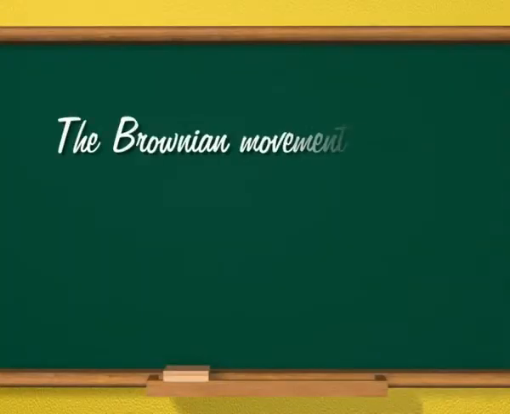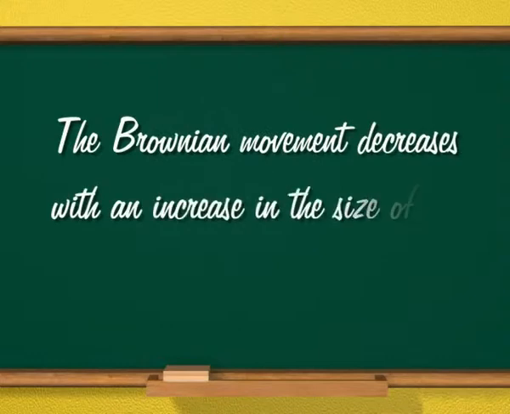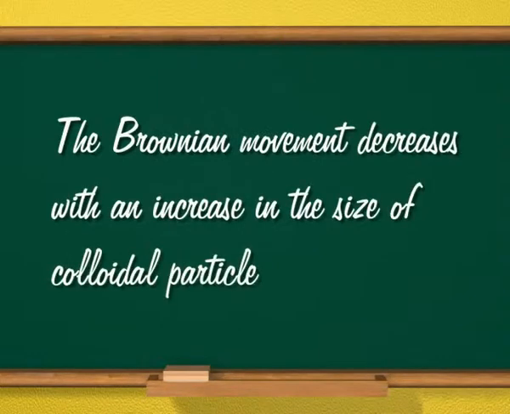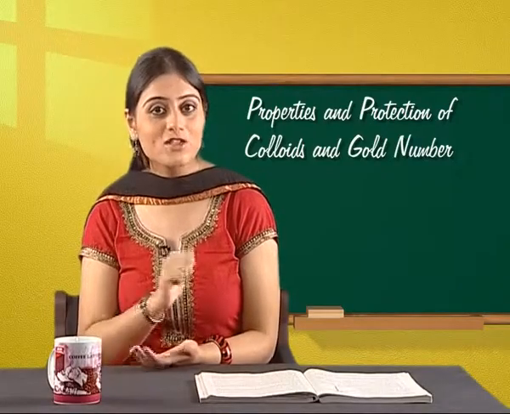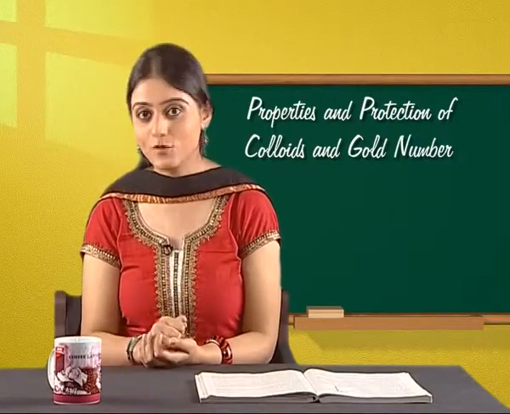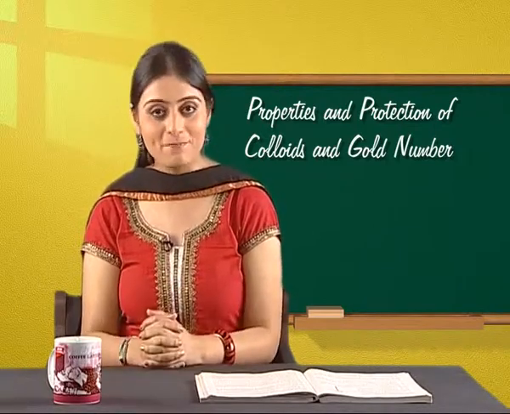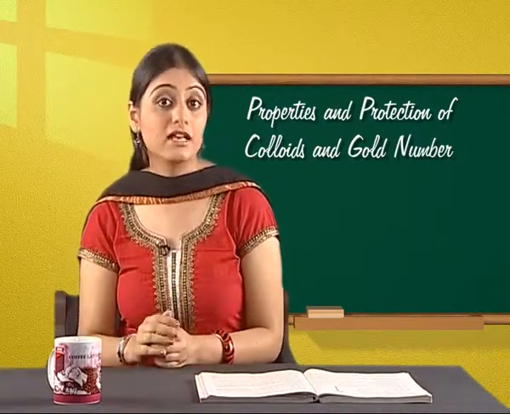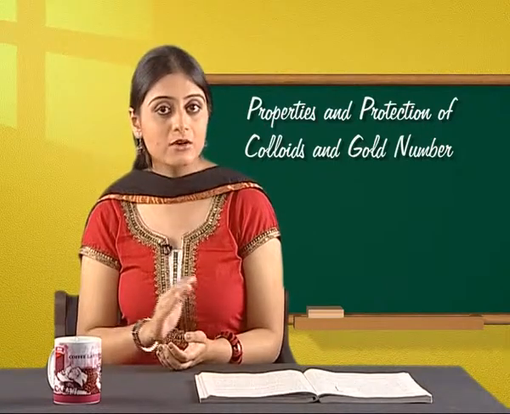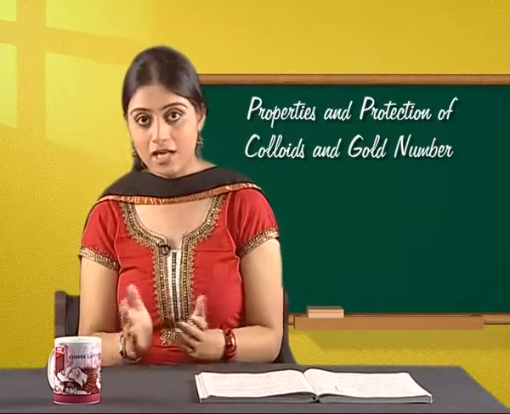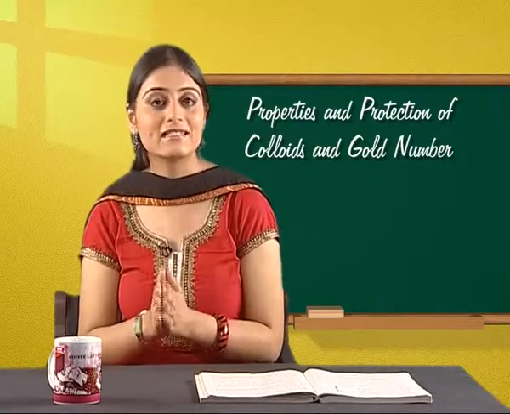The Brownian movement decreases with an increase in the size of the colloidal particle. This is why suspensions do not exhibit this type of movement. Brownian movement plays an important role in imparting stability to a sol. This is because Brownian movement opposes the gravitational forces acting on colloidal particles and prevents them from settling down.